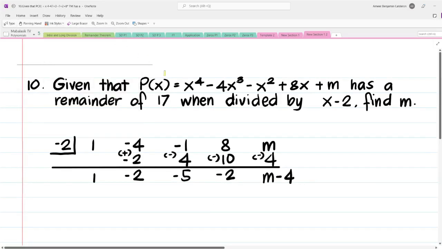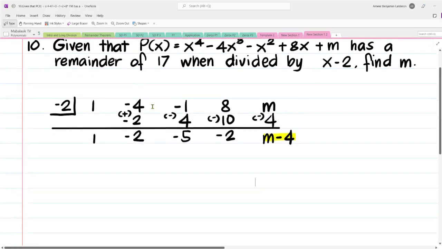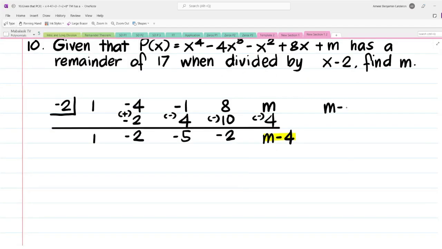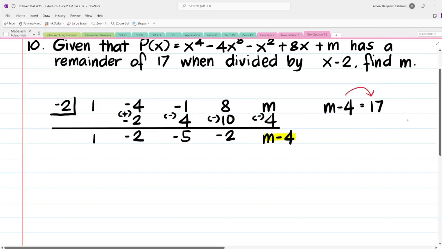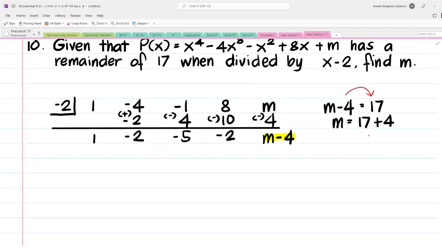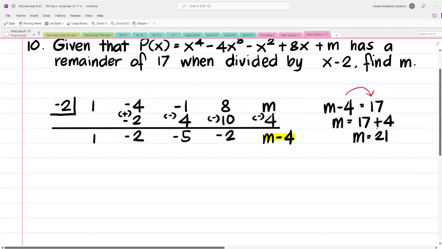This is the remainder. But the remainder is actually 17. So therefore, m, dito na lang, m minus 4 is equal to 17. Since we are solving for m, what we want to do is to transpose negative 4 to the other side. So we have here m equals 17 plus 4. So m now is equal to 21.